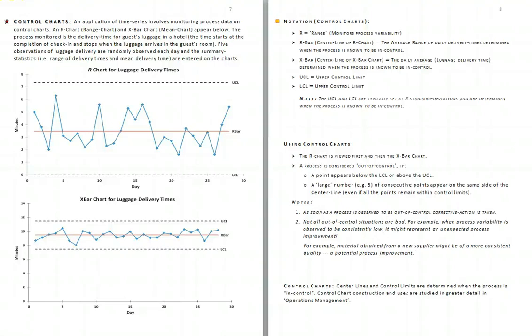The process being monitored in this example is the delivery time of luggage at an upscale hotel. You should read this example. A process is deemed to be out of control whenever a dot is observed to be above the upper control limit or below the lower control limit.